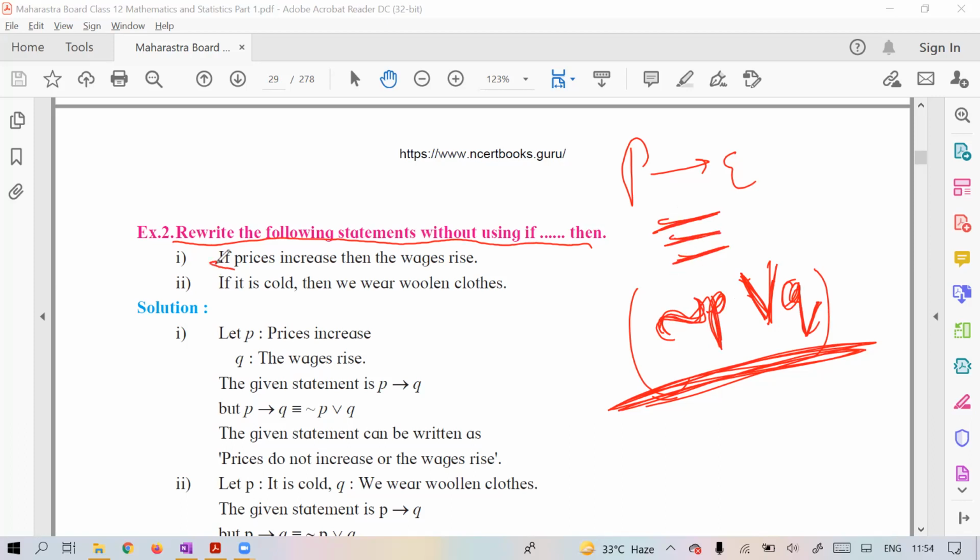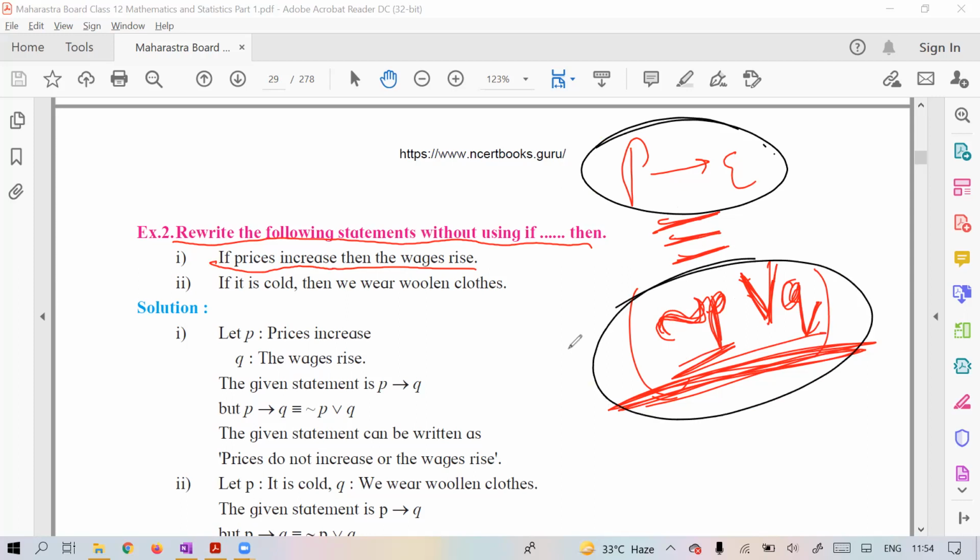So here is: if prices increase, then wages rise. How will you write it? You have to fit it to this form, P implies Q, which is equivalent to: prices do not increase, or the wages rise.